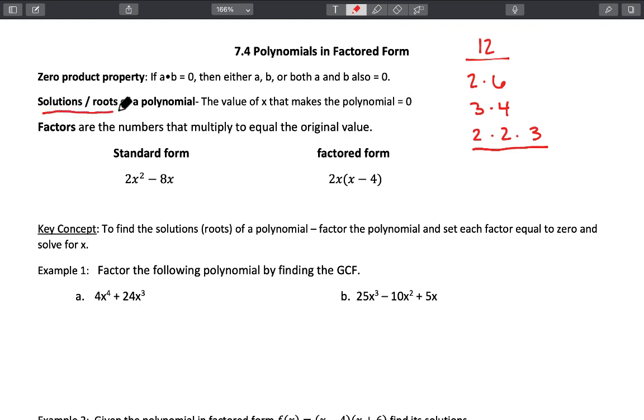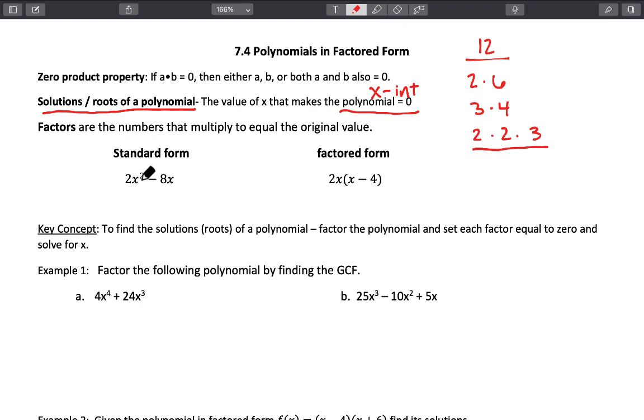When we talk about the solutions or the roots of a polynomial, we are finding the value of x that makes that polynomial equal to 0. You can see this on the graph of a polynomial at its x-intercepts, or where it crosses the x-axis. Factors are simply numbers that multiply together to equal the original value. So when we factor a polynomial, we break it down into smaller degree polynomials that, when multiplied together, would give us the same result as that beginning one.